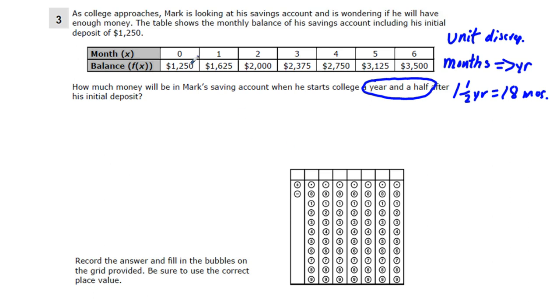And so if we just continue on this path, we can see that Mark is adding, he starts out with 1250 and he adds 625 minus 1250. So he's adding 375 per month. So we can just go ahead and take that 3,500 and add 375 per month for an additional 12 months.